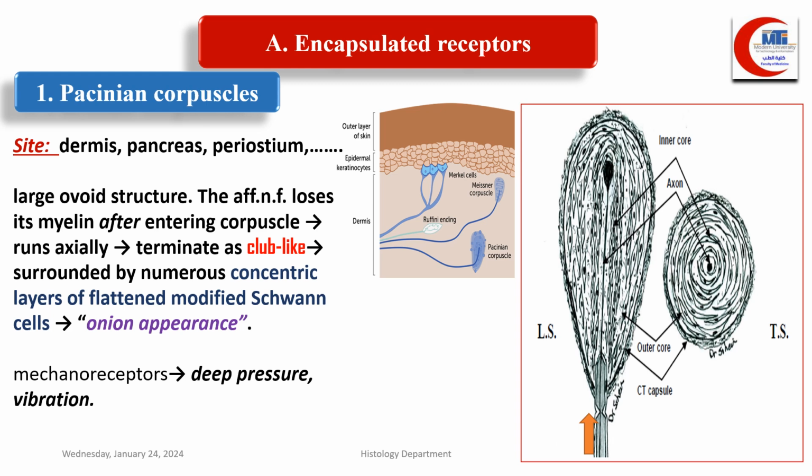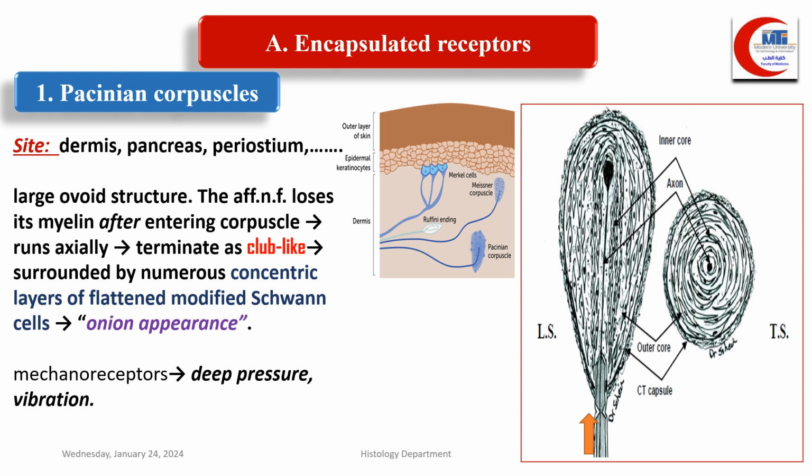So I explain on the longitudinal section that the axon was myelinated at first, then enters the connective tissue capsule of the Pacinian corpuscle, then loses its myelin sheath inside the capsule, then the axon passes without cover, then terminates with the club-like ending. After that, we can see that it is surrounded by numerous concentric layers of flattened modified Schwann cells. These give us the characteristic shape of the Pacinian corpuscle, which is onion in appearance.